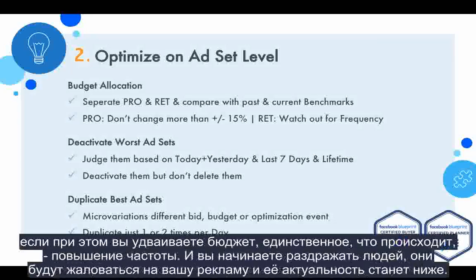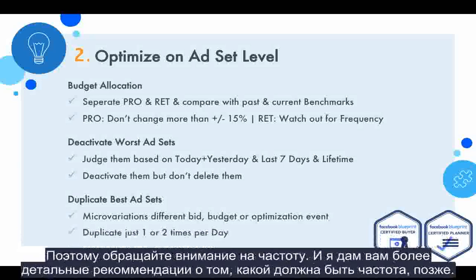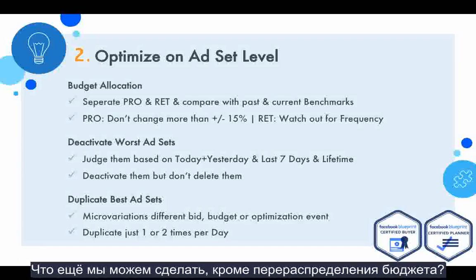But even though you give it double the budget or 3 times the budget, you won't have more audience in there. Okay, so if you're already reaching all of your hot retargeting audience and you just give it double the budget, the only thing that would happen is that you basically increase frequency and you start annoying people, and they will report your ads and you will get lower relevance scores. So watch out for frequency, and I'll give you also some very detailed recommendation what's the perfect frequency in a later chapter.